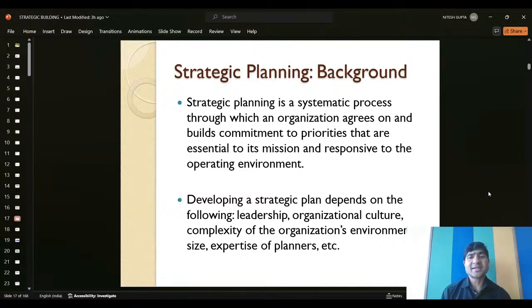Now, developing a strategic plan depends upon the following. What are those factors? Leadership. Number two, organization culture. Number three, complexity. Number four, organization environment. Number five, the size of the organization. Number six, expertise and planners.